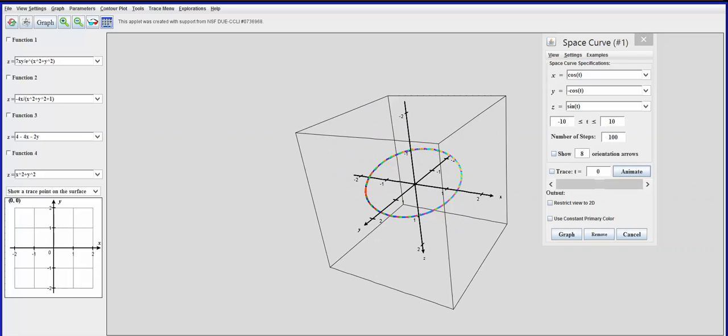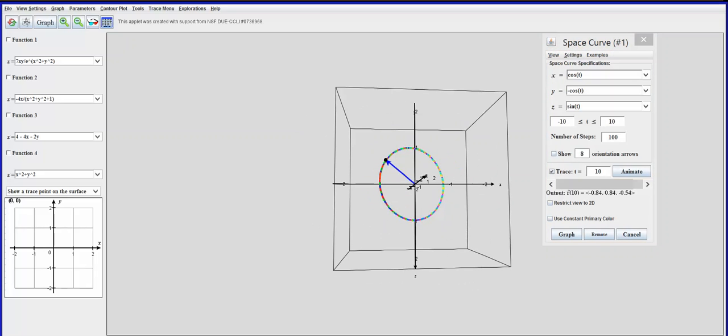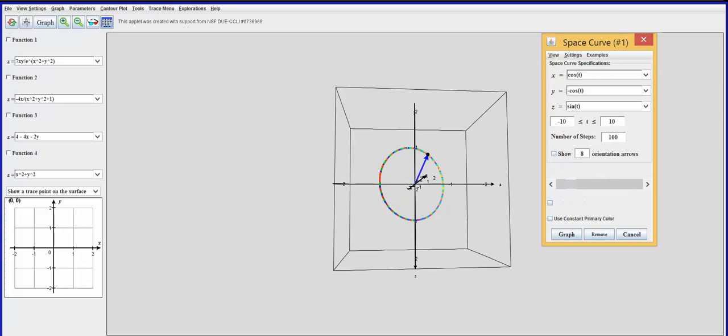And you can also animate it. So it will take the r vector and it'll trace the point around the curves. And you can also see how it traces it in the different planes. So here's your xz plane, and we'll animate it again. And so x is cosine, z is sine.